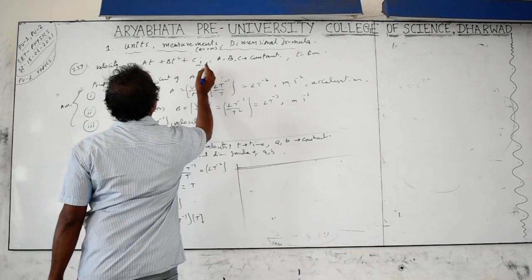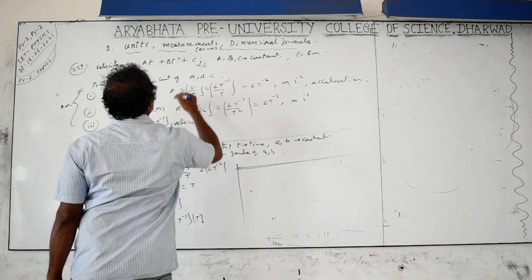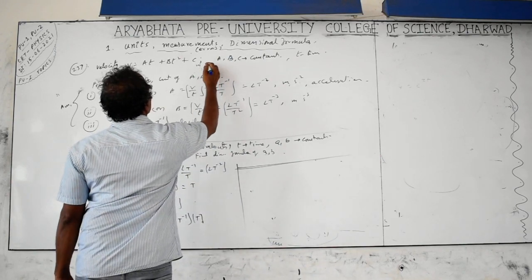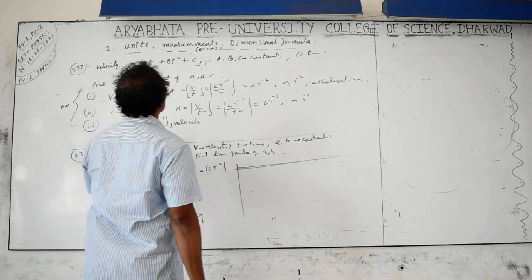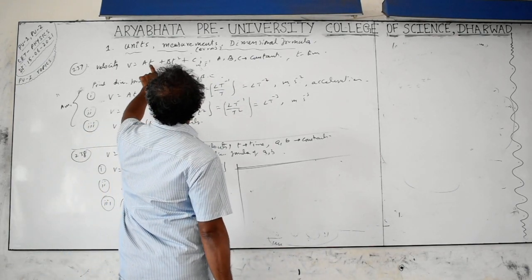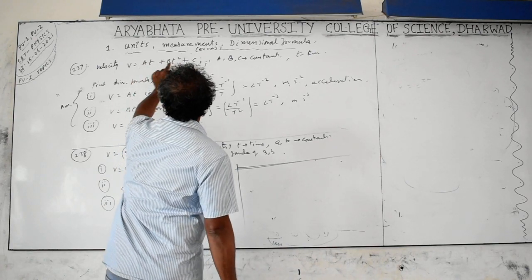Sometimes they mention it like this, but better avoid that. You have to write m s minus 1 or m by s. It's always better to mention units in terms of n minus 1 if you have more than 2 physical quantity units. Next, according to the principle of homogeneity, you can add only similar physical quantities and equate only similar physical quantities.